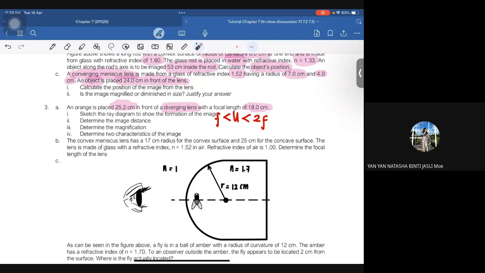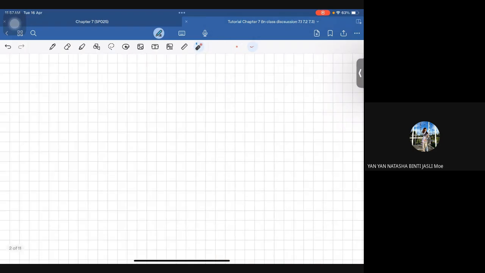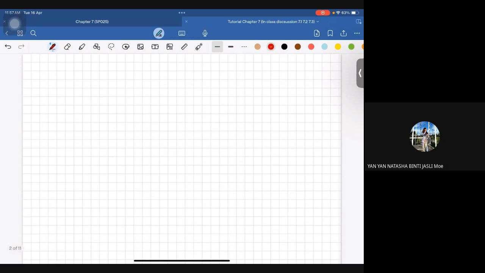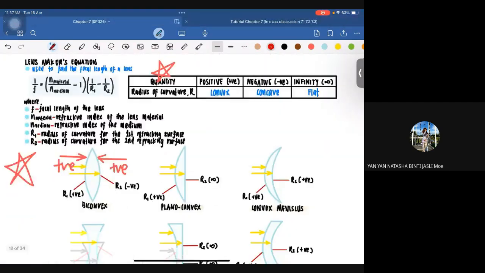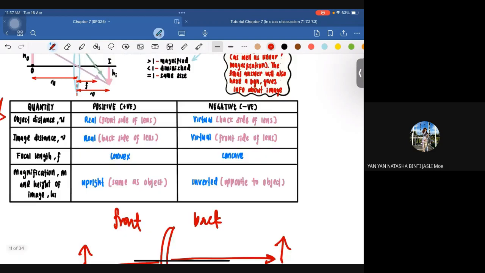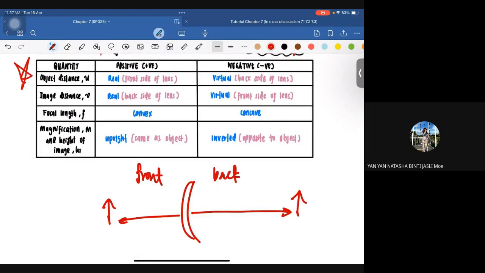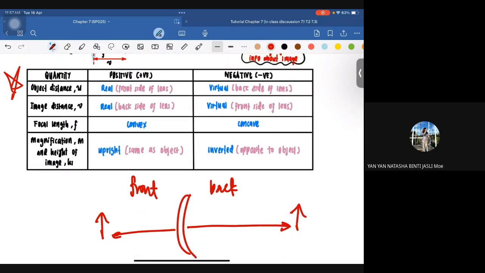Okay, so sekarang ni we have to determine the image distance. So as per usual, we are just going to use 1 over f equal to 1 over u plus 1 over v. So this is a diverging lens. Where's my table? Okay, so for diverging, kamu akan letak dia sebagai div. Okay, boleh dengar kah? Ada masalah kah?